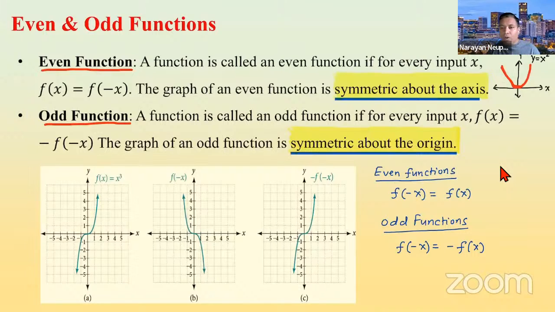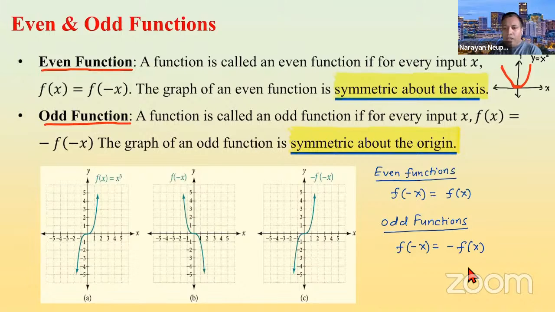When we say symmetry about origin, then the reflection of the graph, which is on the first quadrant, will be on the third quadrant. If the graph is on the second quadrant, the reflection will be on the fourth quadrant. Or you can also think like this: if the graph is in the third quadrant, reflection will be on first quadrant. Or if the graph is in fourth quadrant, then the reflection will be on the second quadrant. So if the graphs are like these, then we say that the function is an odd function.